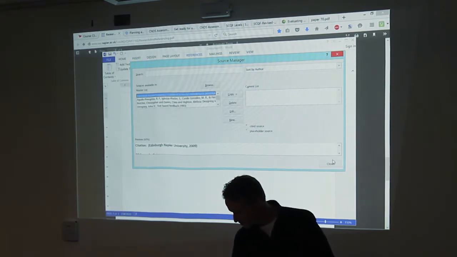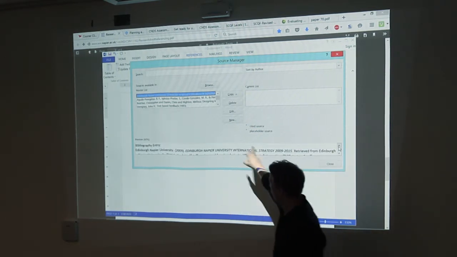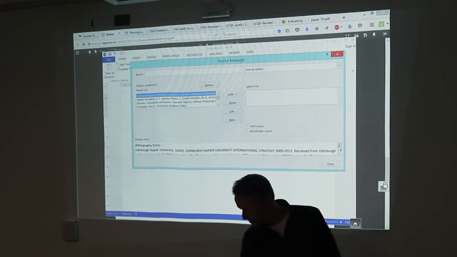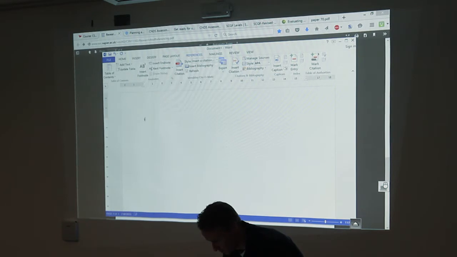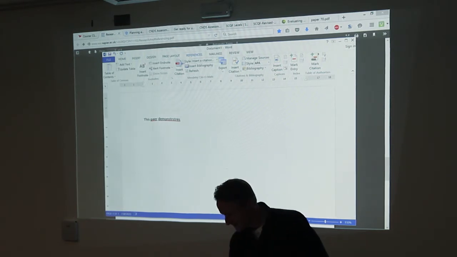It's not a very good resolution to show you things, but that's your entry that's going to come up in the references list at the end. And what you can do is just type away. I'm not going to say I think. This paper demonstrates something. That's not right. I'll come back to that.